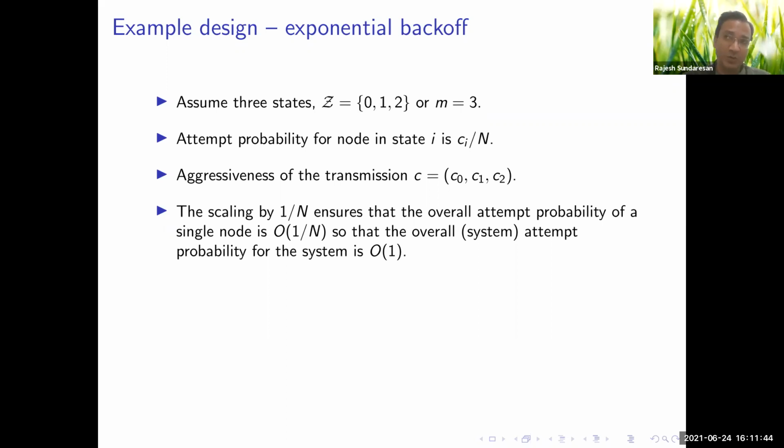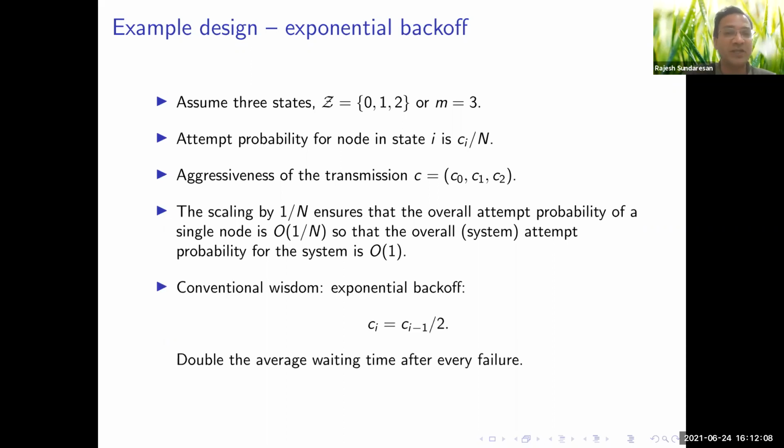Then if you look at the overall attempt probability in the system, it's n times Ci by n, with an upper bound on Ci, and therefore that's of the order 1. So that's the reason why one might want to scale the attempt probabilities in this way as the number of nodes in the wireless LAN system increases. Otherwise, there are likely to be too many collisions.